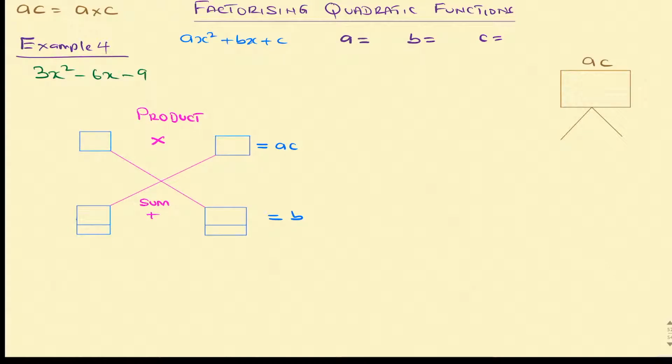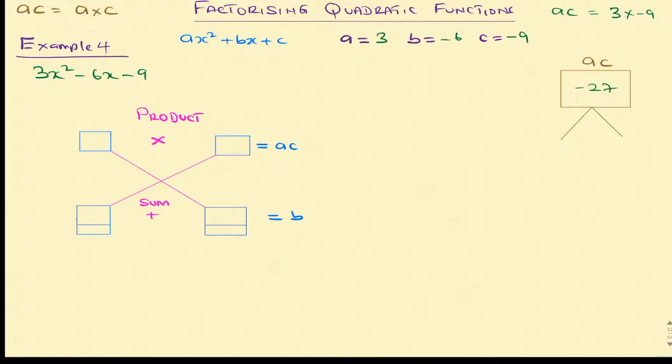Now let's try example 4. In this example, where a is not 1, we're going to try to factorize 3x squared minus 6x minus 9, where a equals 3, b is minus 6, and c is minus 9. We want to find ac, which means a times c, which is 3 times minus 9. 3 times minus 9 is minus 27.